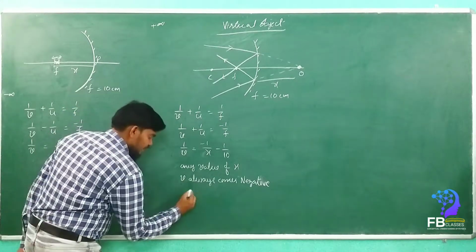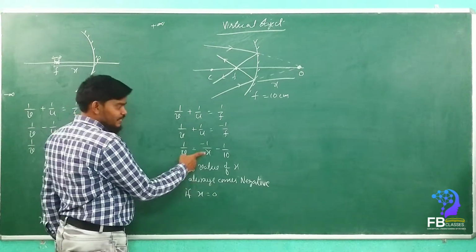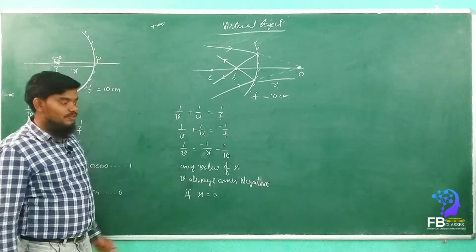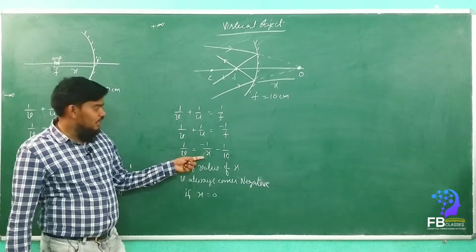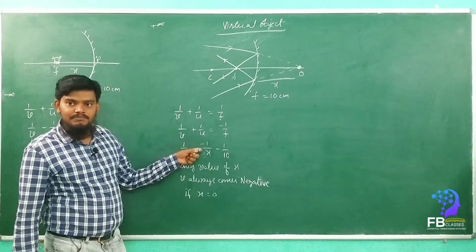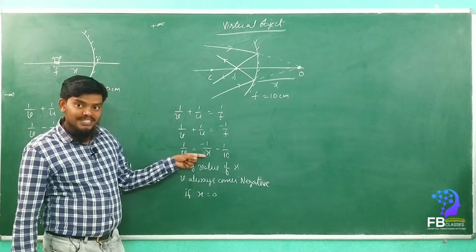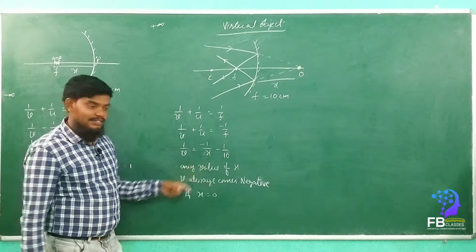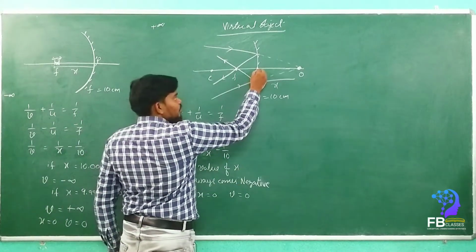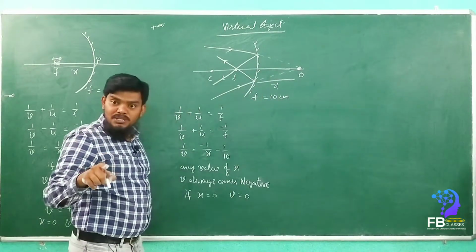Got it? If x is equal to 0, where will v come? Check it out here. If x is equal to 0, then v is also equal to 0. So v is equal to 0. That means if the virtual object is placed at the pole, then the image also forms at the pole.